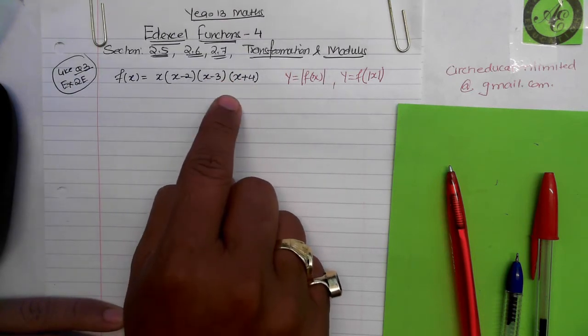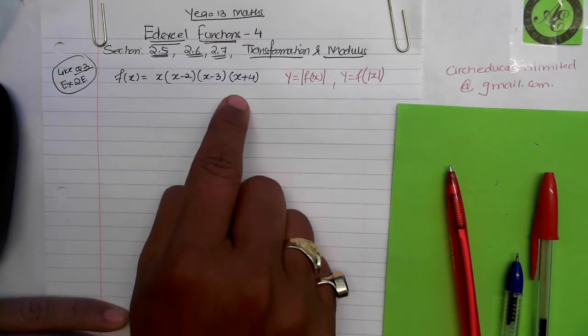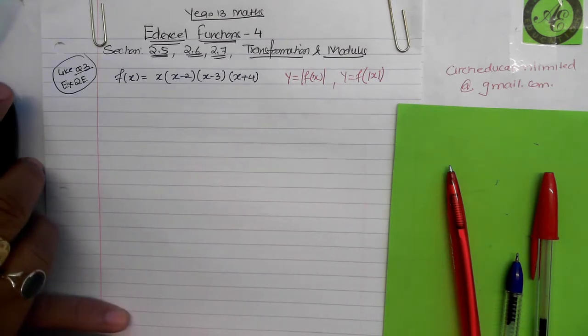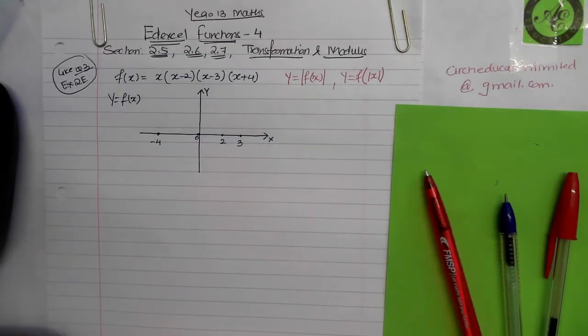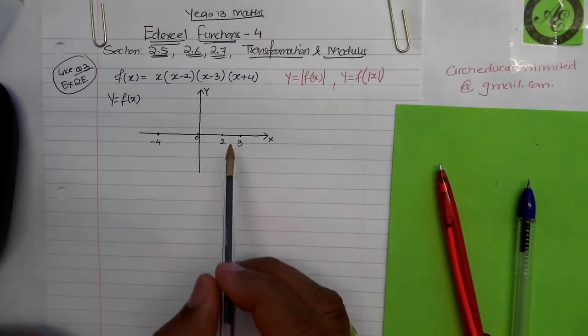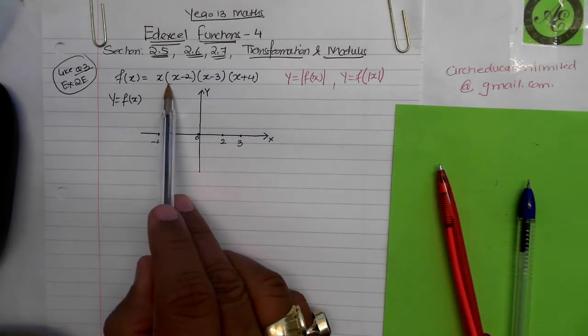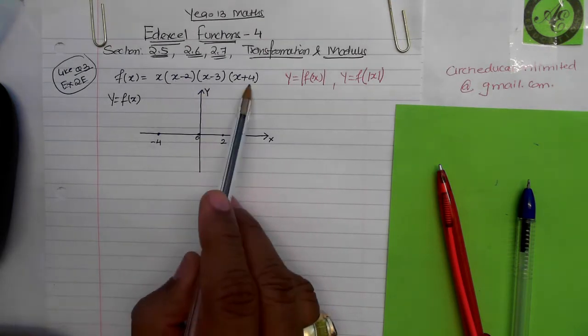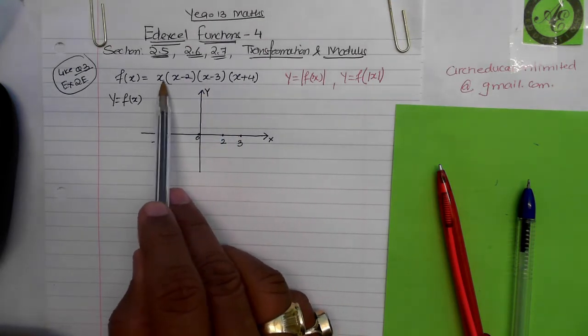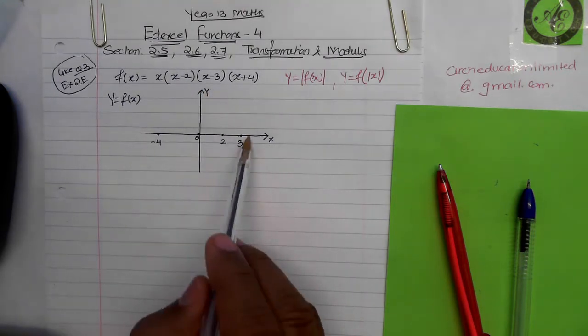I would like you first of all to draw a graph for this if you can, otherwise we'll do this graph together as well. So I'm going to pause the video and you start it after you've drawn the graph yourself. Alright, I'm expecting you to have known this by now. Because this function is factorized already, let's find the x-intercepts. The x-intercepts are when each factor is 0: 0, then 2, then 3, then minus 4.